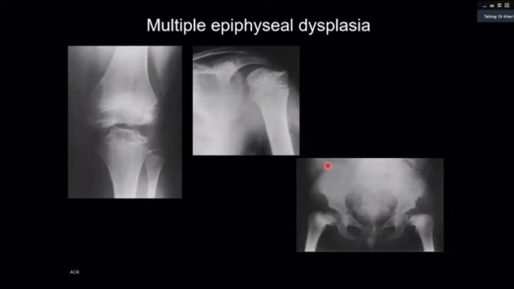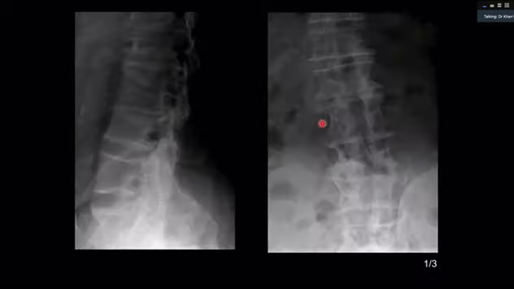This is just for your differential, I am showing you this, that in this case, epiphyses are abnormal, but other epiphyses are also abnormal. And this is a dysplasia, which is multiple epiphyseal dysplasia. Okay, over to you.